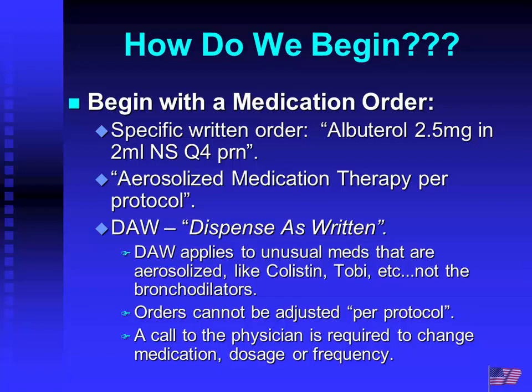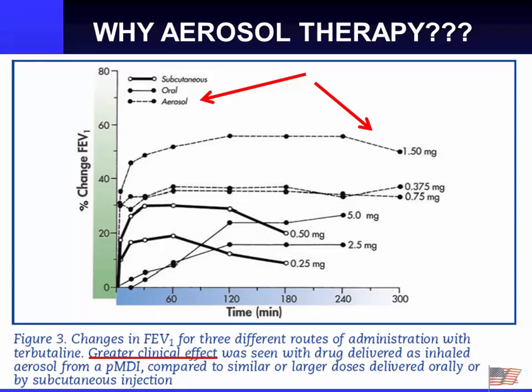The term dispense as written is one where, for some medications, we're dealing with administration off-label. So Colistin was not designed to be nebulized. It's not FDA approved to be nebulized. Do we still nebulize it? Yeah, because it's been shown to be effective. Tobramycin is the same exact way. And if it's written dispense as written, it can't be changed via protocol. You need to contact the physician involved.